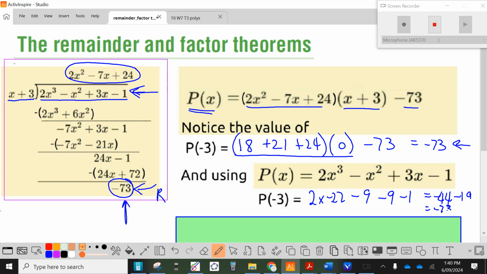So it looks like if we want to work out the remainder when dividing by x plus 3, if we substitute negative 3 into our polynomial, then we actually end up with the same value rather than doing the long division.